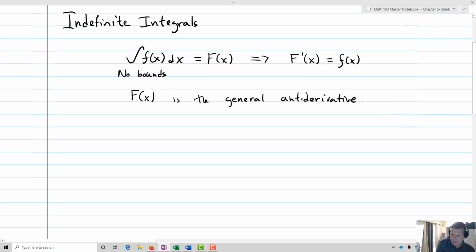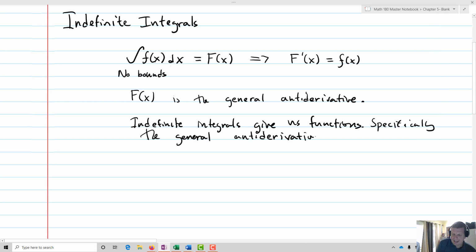And that is going to be one of the primary differences between that and the definite integral. The definite integral will give us a value. The indefinite integral is going to give us a function. Okay, so indefinite integrals give us, and specifically, the general antiderivative.